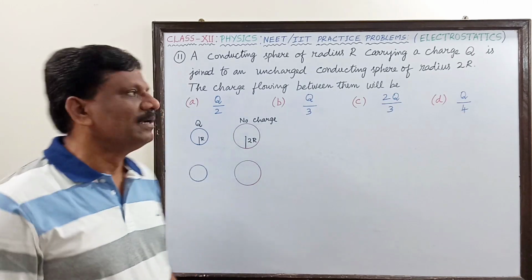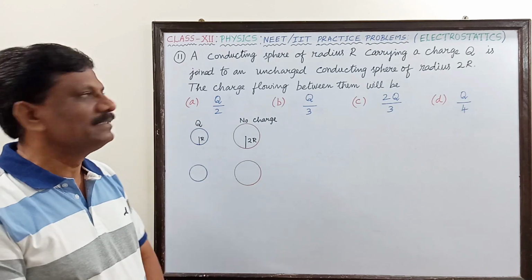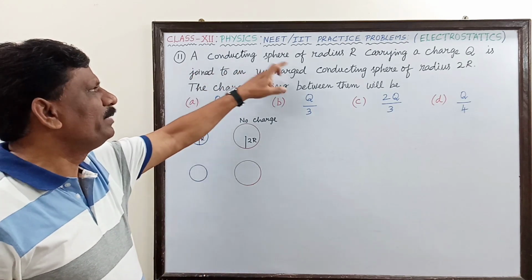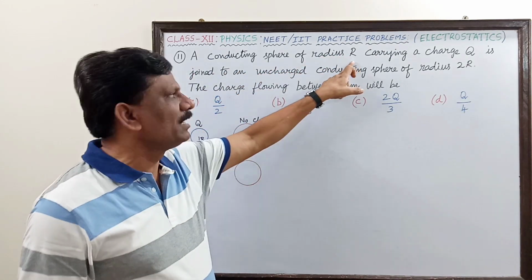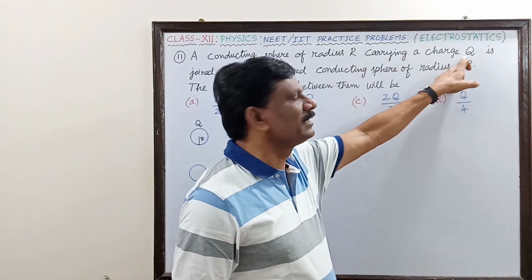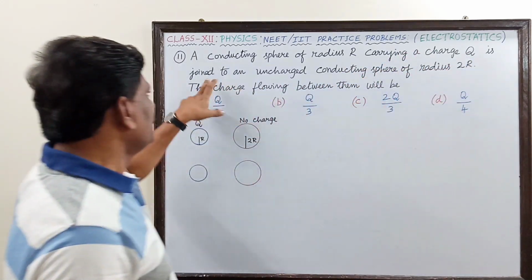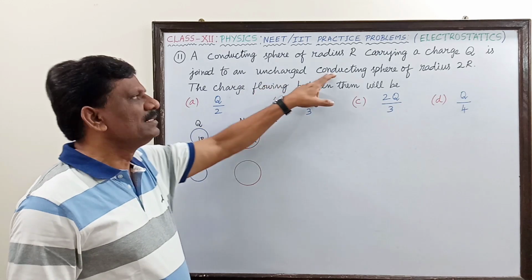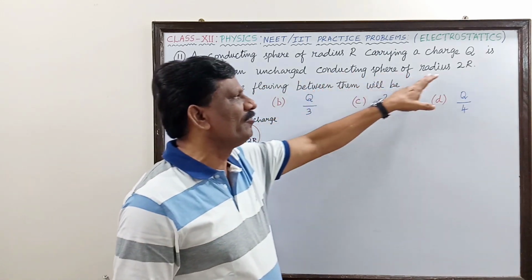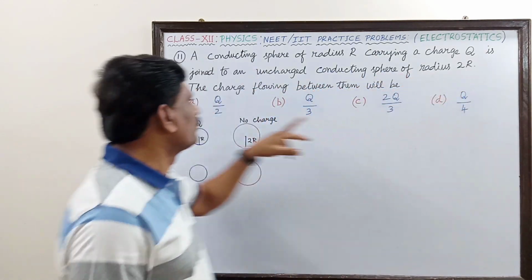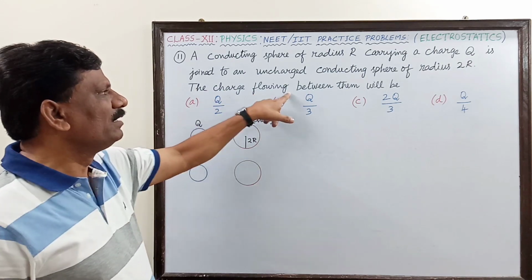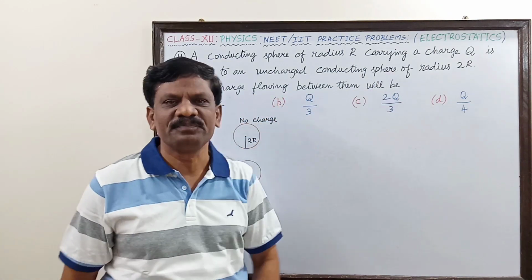Hi students, MCQ number 11. A conducting sphere of radius r carrying a charge capital Q is joined to an uncharged conducting sphere of radius 2r. The charge flowing between them will be.